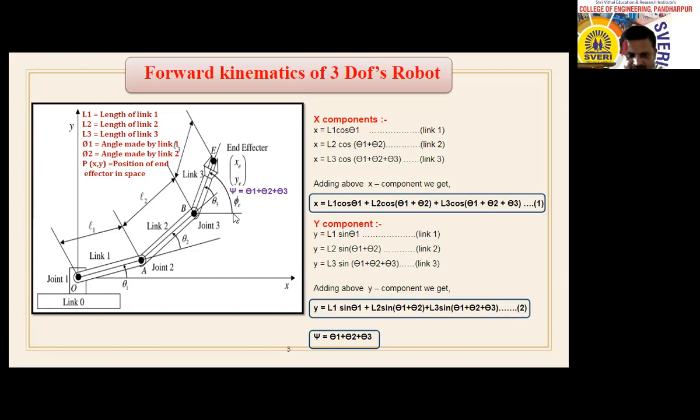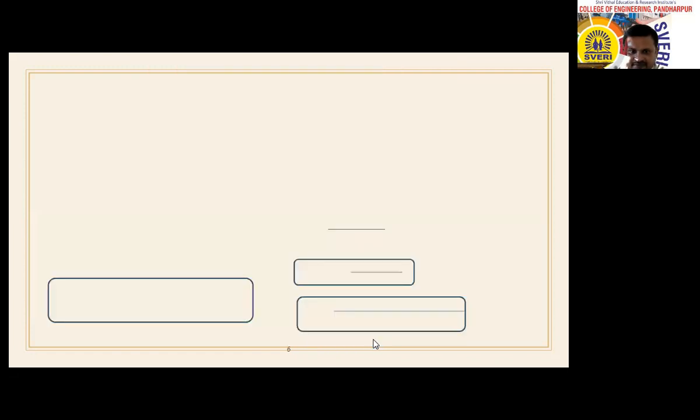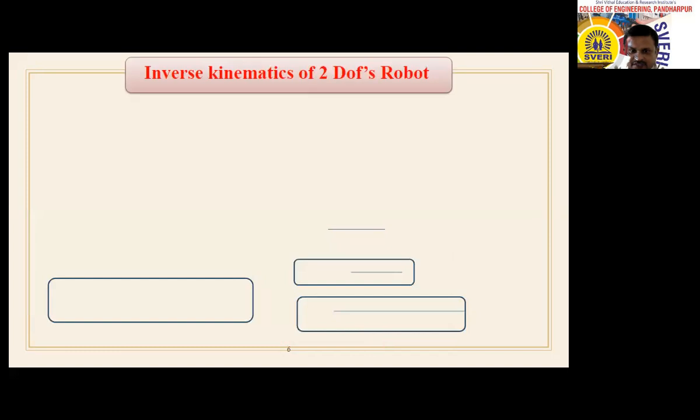Now here they have defined one psi angle, that is nothing but theta 1 plus theta 2 plus theta 3. Inverse kinematics of 2 degree of freedom robot.